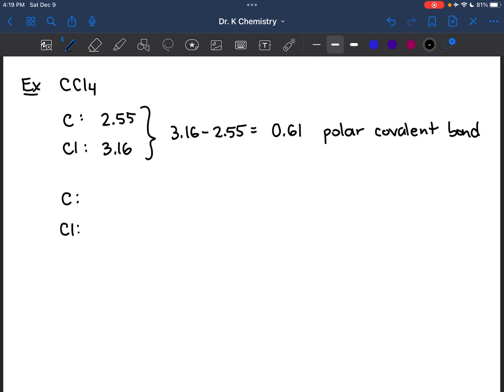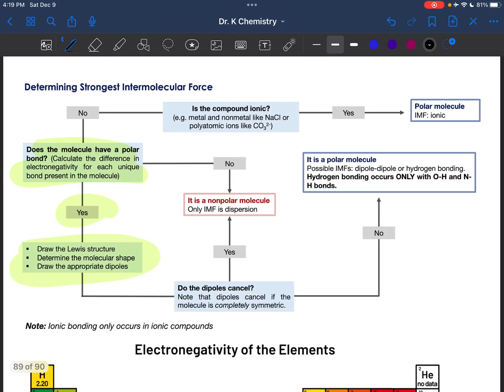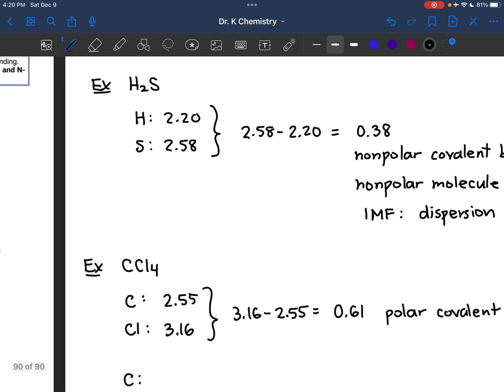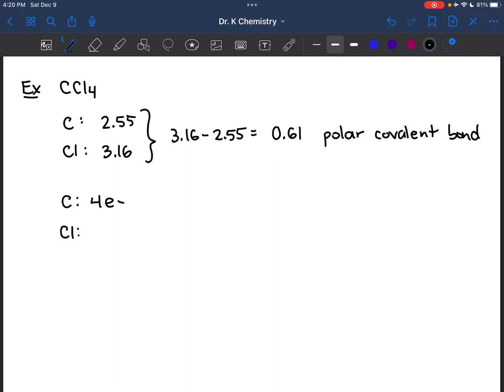And the first thing I'm going to do is determine how many valence electrons each atom has. Looking at the periodic table, these group numbers are not labeled here, but this would be group 1A, 2A, 3A, 4A, 5A, 6A. Ooh, I'm running out of space here. Okay. Carbon is in group 4, which means it has 4 valence electrons, and chlorine is in group 7, which means it has 7 valence electrons. So carbon is contributing 4 valence electrons, chlorine is contributing 7 valence electrons.